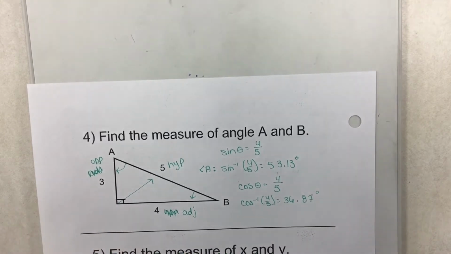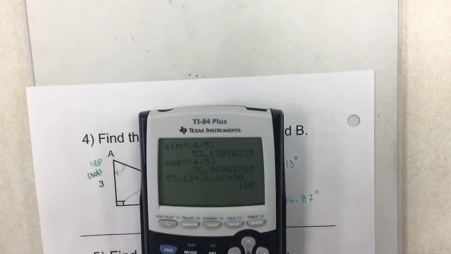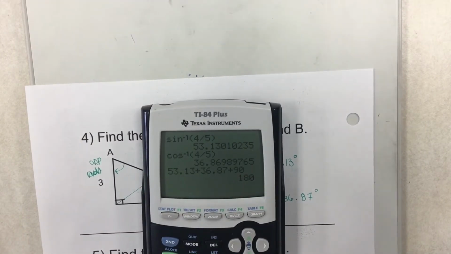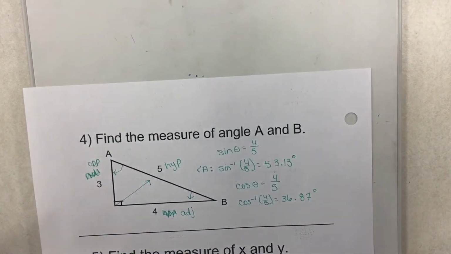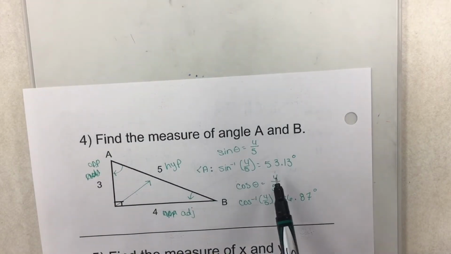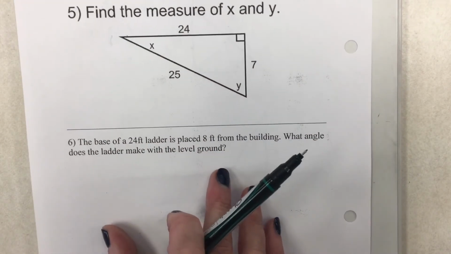So let's just do this for fun. 53.13 plus 36.87 plus 90. Well, hot diggity dog, I got myself 180 degrees there. So you need to make sure, if you want to just do the subtracting part, that your first angle is accurate. All right, let's look at this bottom one, number 6.